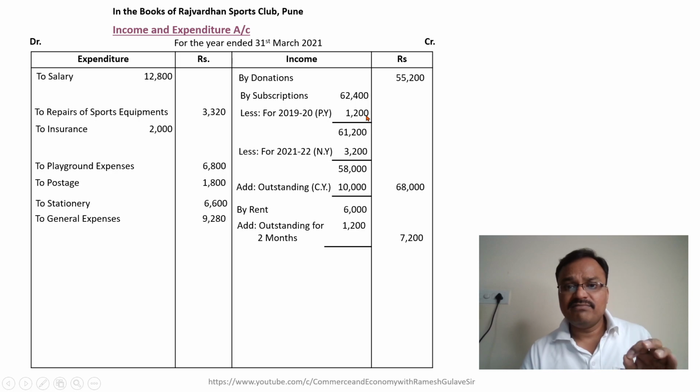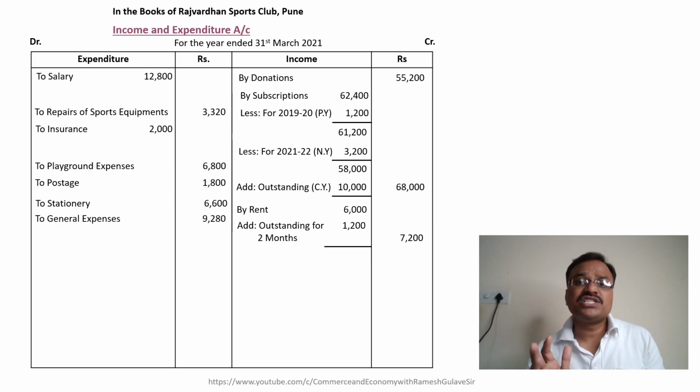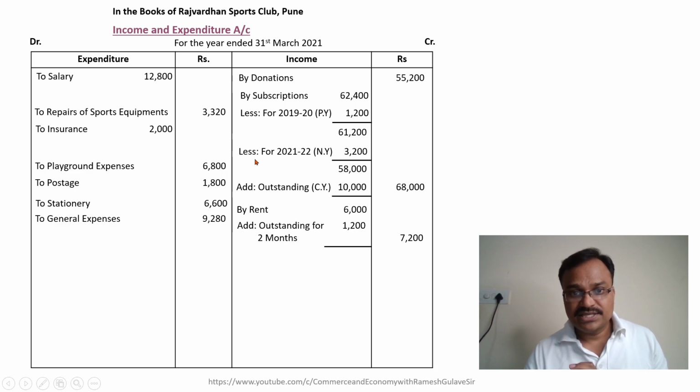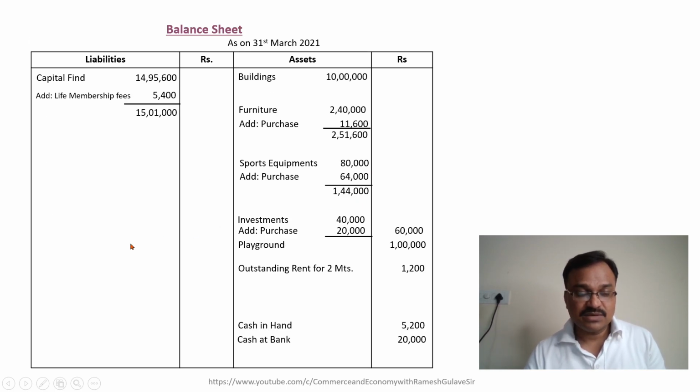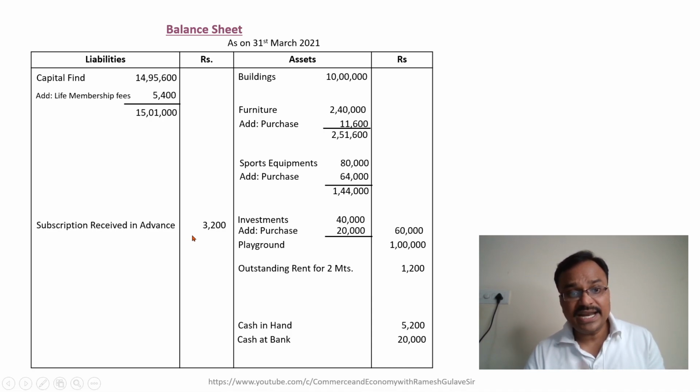So for this point there will be only one effect, because as these are related to the previous year, there is no place for this in the current year's balance sheet, right? Now next point, next subscription received for 2021-2022, it means subscription received for the next year. So as we have received this subscription in advance, which is related to the next year, we have to record it on the liability side. Okay, as subscription received in advance. See here, subscription received in advance 3,200, right? Because it is related to the next year.